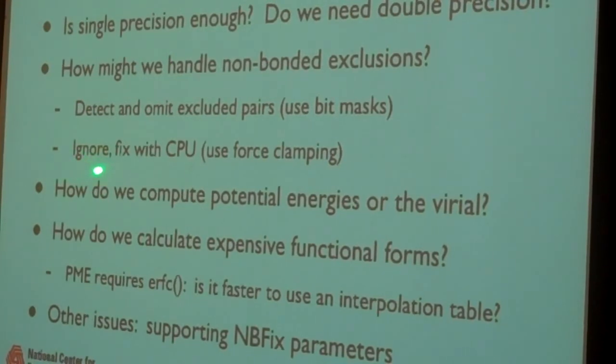So maybe our choices here are just to detect and omit excluded pairs in our GPU kernel. Maybe we can ignore them up to a point, but use force clamping, or maybe we do a force clamping on F over R. So maybe we pick a nice value where we don't let that get too large, and then we have something that we can either subtract out later, or add the rest of it back in if it should be there. So maybe we can use this technique to ignore the exclusion problem, but later fix it with the CPU.